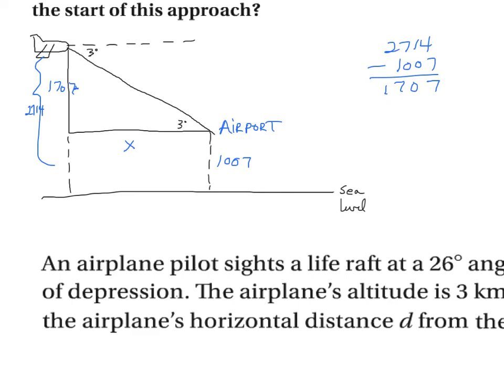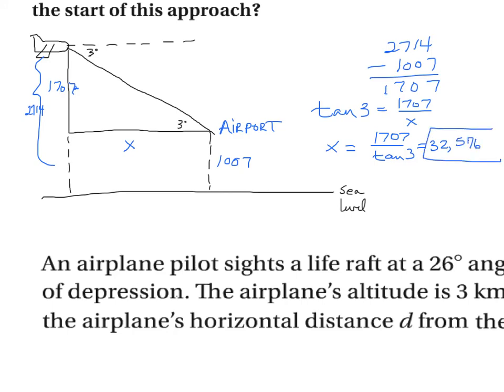Okay, so as we look at this example, again, in this case we have a tangent issue because we have opposite and we have adjacent. So I'm going to use the tangent of 3 degrees equals the opposite of 1,707 divided by the part that I don't know. So in this case, I'm going to flip them. x equals 1,707 divided by the tangent of 3. And when I do that, you end up with 32,576 feet away from the airport.